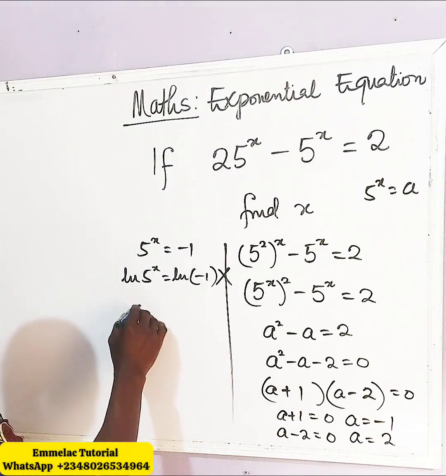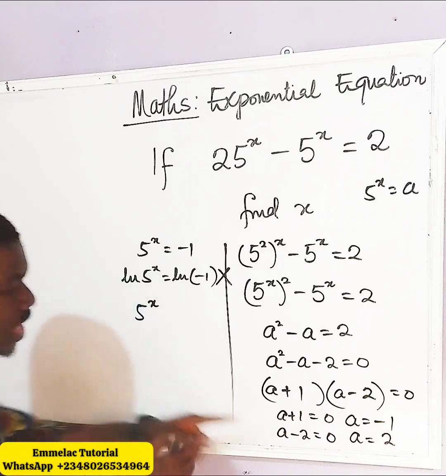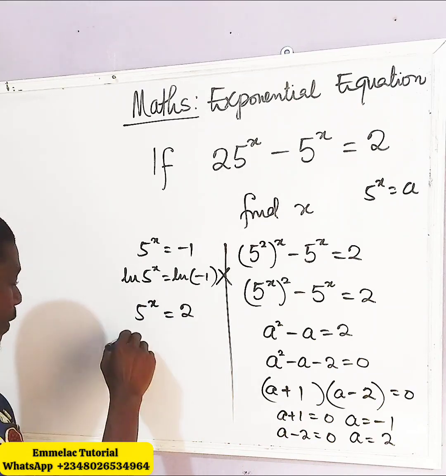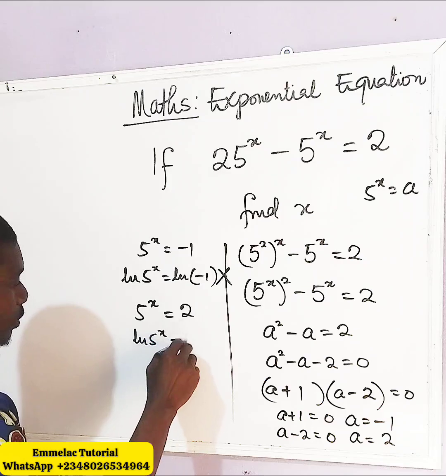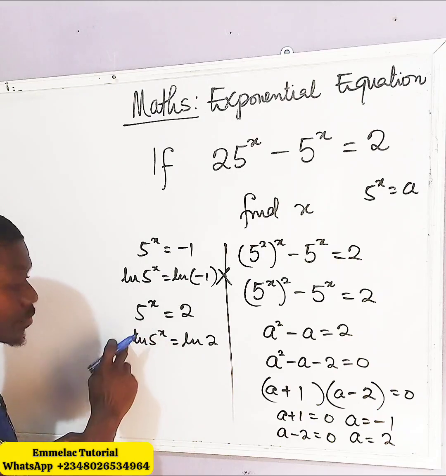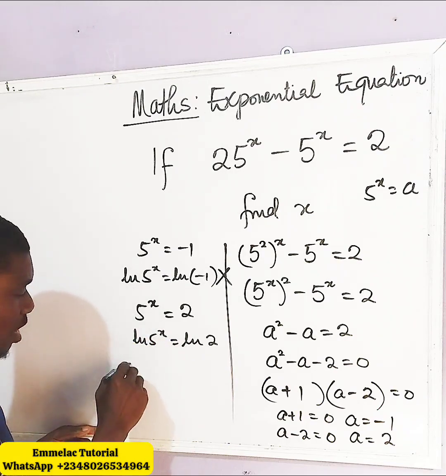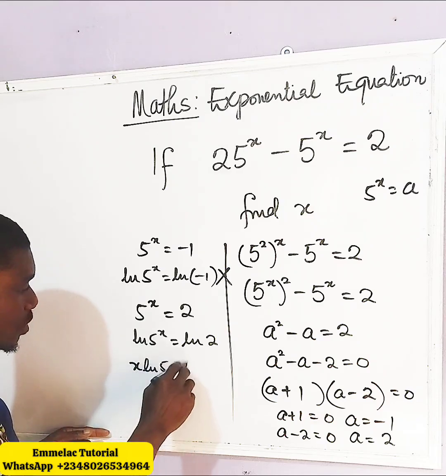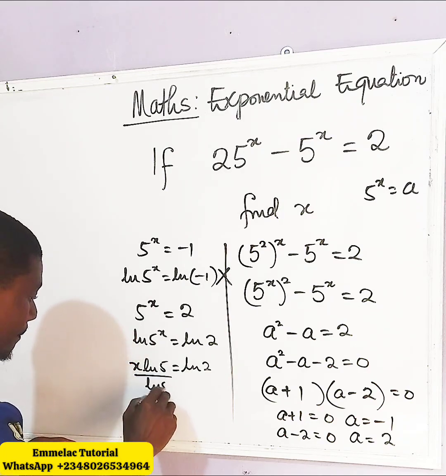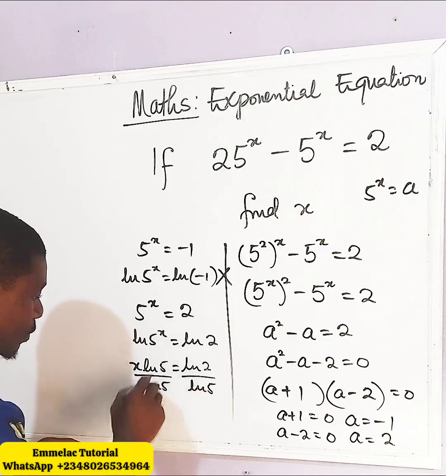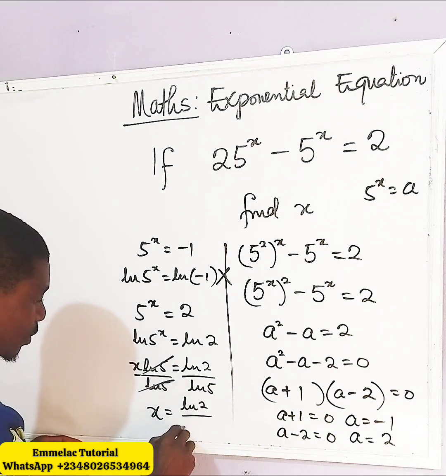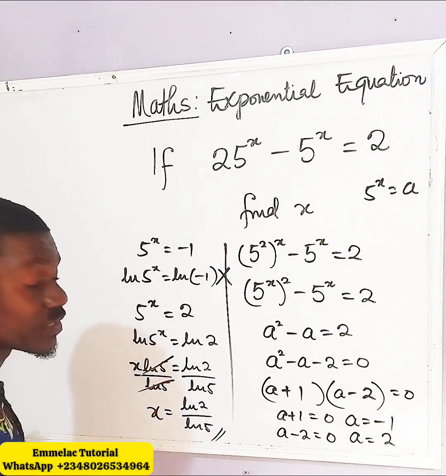So here we have 5 raised to the power of x, for a equals 2. So apply the natural log, then equals ln 2. According to the law of logarithm, x here becomes a base here. Here we have x ln 5 equals ln 2. So divide both sides by ln 5. So this cancels this, and x will now give us ln 2 over ln 5 as the final answer.